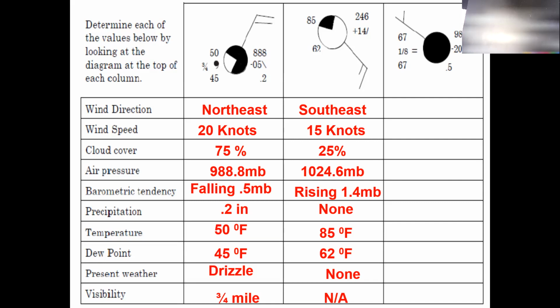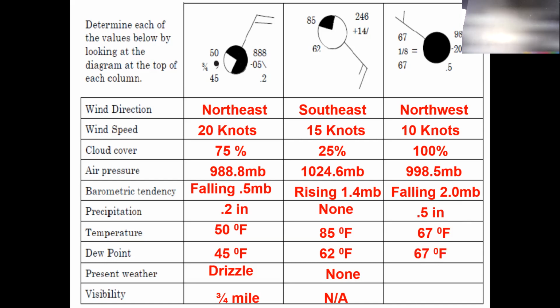Either one works. Wind direction northwest at 10 knots, 100% cloudy, 998.5 millibars, falling 2 millibars, 0.5 inches, 65 degrees Fahrenheit, 67 degrees Fahrenheit, 67 degrees Fahrenheit, fog, and an 1/8 of a mile visibility. How would you do on that? Is there anything that we need to cover?